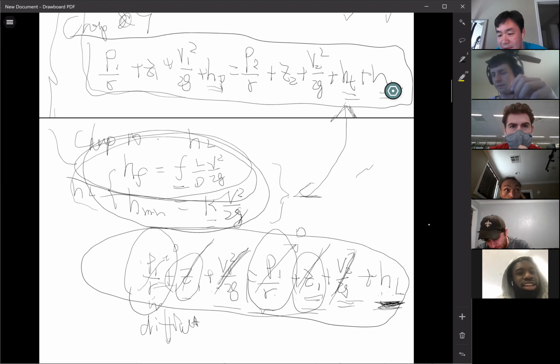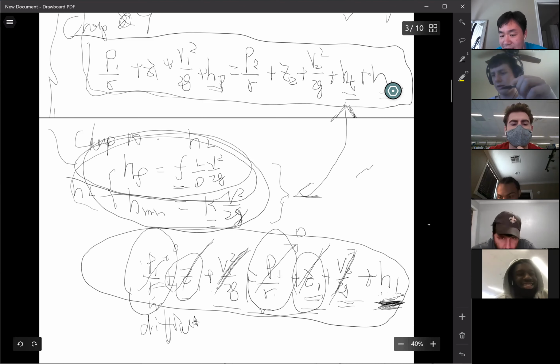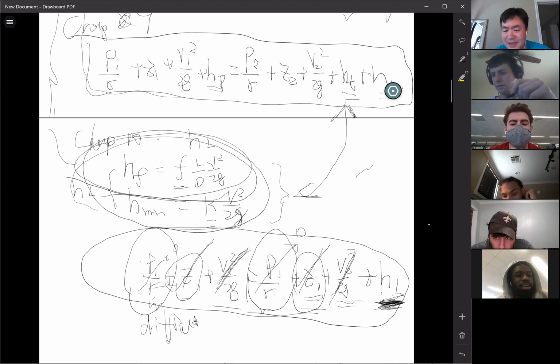So we could do the head loss and then put it in Bernoulli. That's why you get the head loss from one equation, then you verify it from the other equation. Something like that. This is just to give you an example. I don't want you to do this.